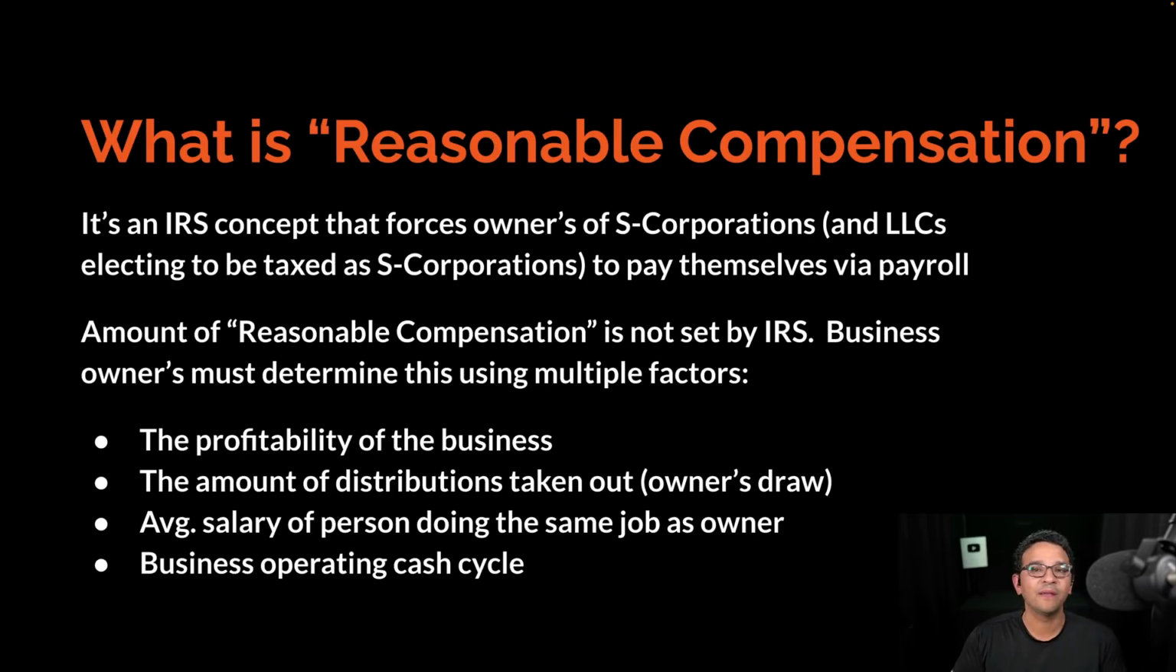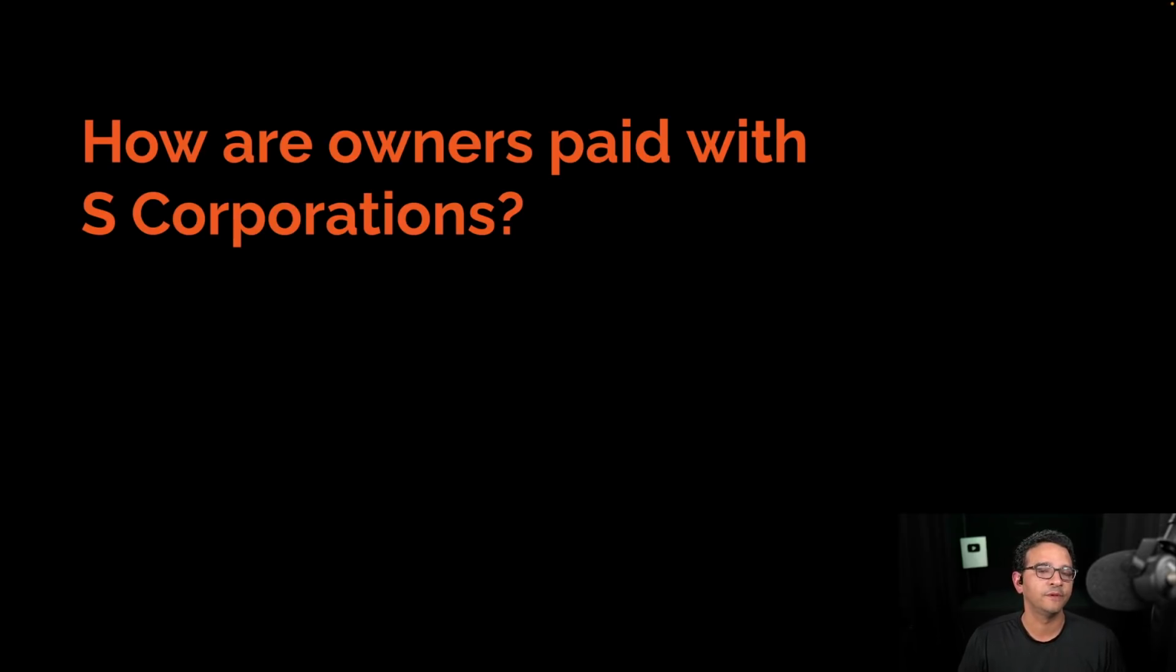And lastly, what is the business operating cash cycle? So you can have a business that's very profitable but not very cash rich, where the profits are sitting in accounts receivable because a big customer hasn't paid you yet. Well, the IRS understands that you're going to forgo a little bit of payroll for the purposes of helping your business's cash flow. So there's no one size fits all. We look at all 4 of those factors, and that's how we determine or recommend what reasonable compensation to pay.